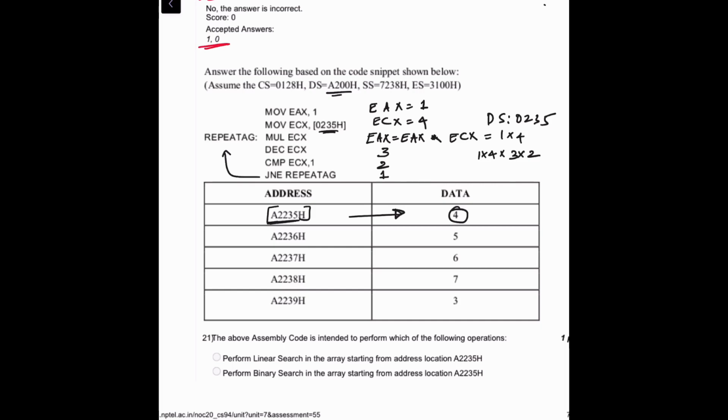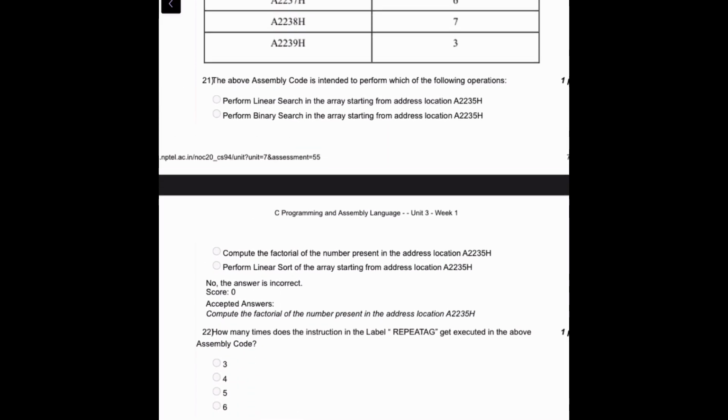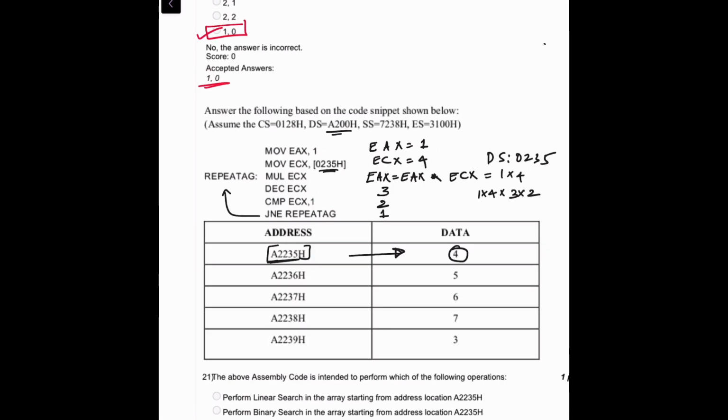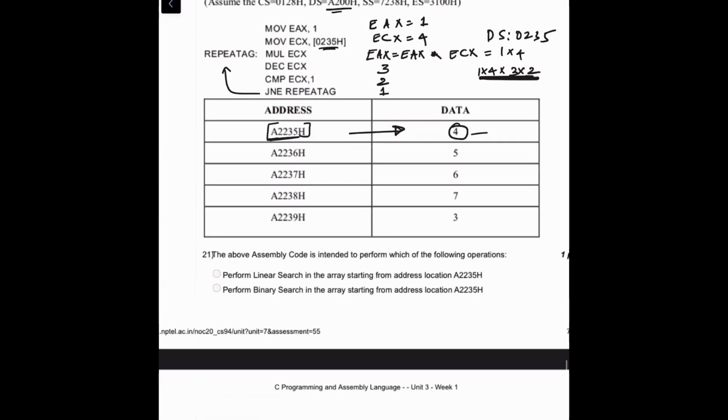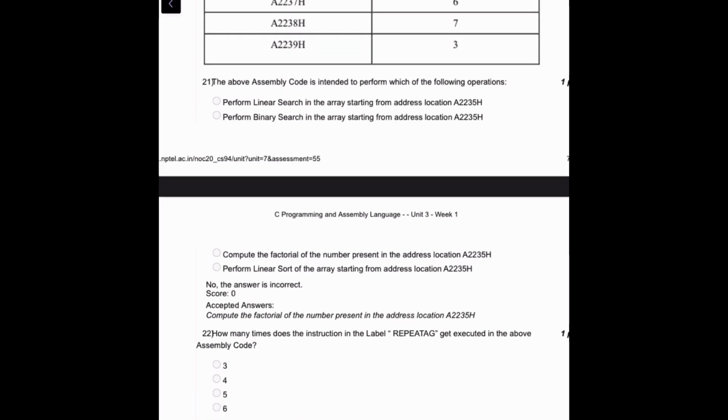Okay, fine, let's look at the question. What is this doing? Basically it is 4 into 3 into 2, which is nothing but the factorial of the number present in this address location, right? So this is the right answer, others are wrong.